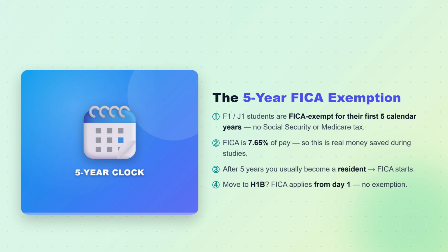Let us revisit the 5-year FICA exemption as a clear timeline. 1. F1 and J1 students are FICA exempt for their first 5 calendar years. No Social Security and no Medicare. 2. Since FICA is 7.65% of pay, this is real money saved during your studies. 3. After 5 years, you usually become a resident and FICA starts. And 4. If you move to an H-1B, FICA applies from day one with no exemption.